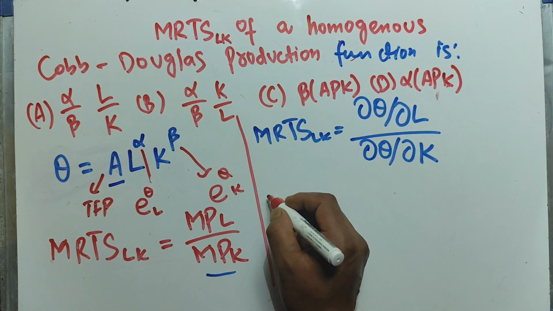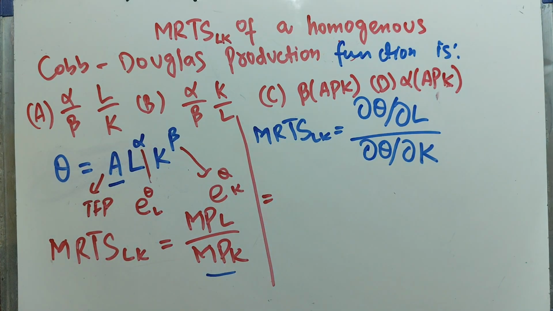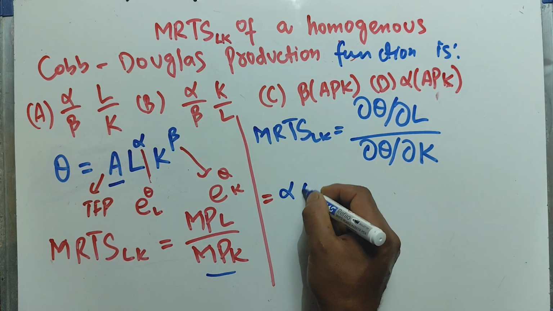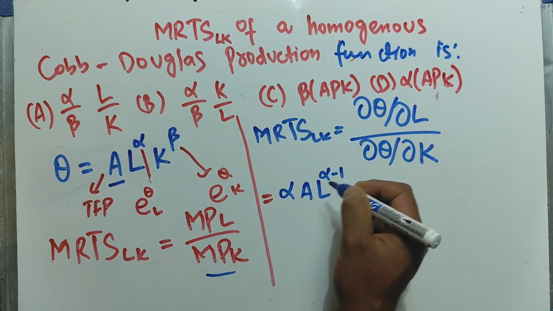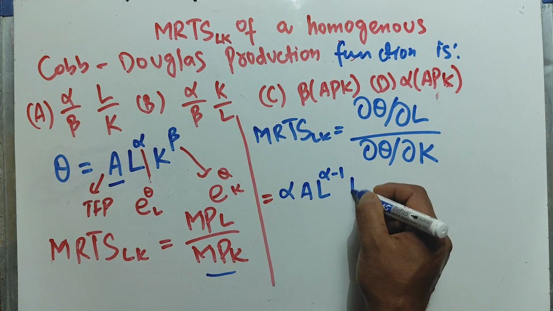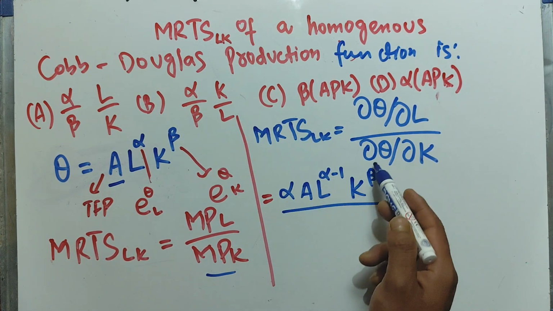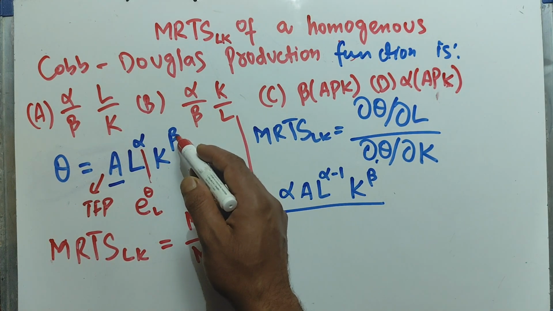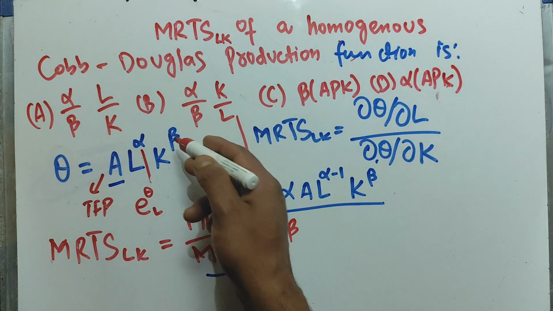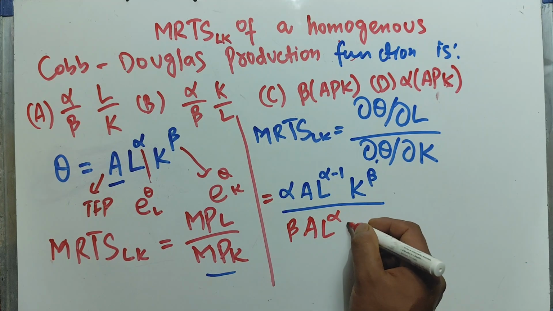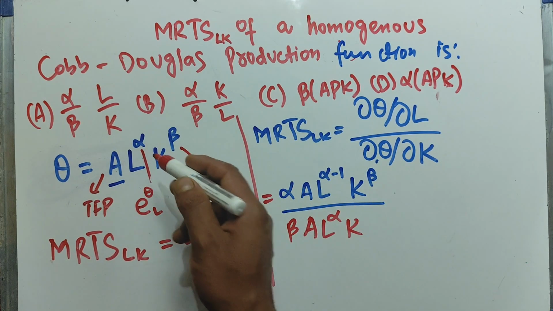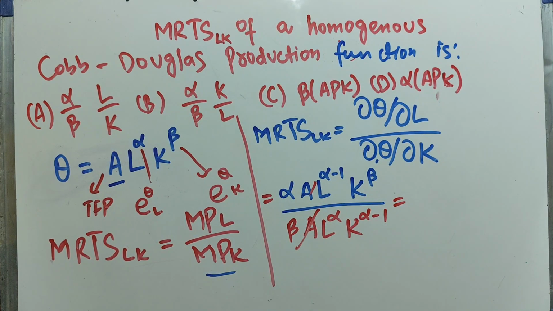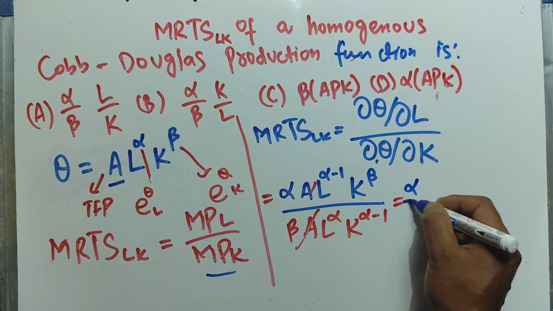So differentiating this with respect to L by power function rule, the exponent of L becomes the coefficient, so we get alpha A L raised to the power alpha minus 1, the exponent is subtracted by 1 by power function rule, K to the power beta. Similarly, dq upon dk means the partial derivative of this production function with respect to K. This time the exponent of K becomes the coefficient, so we have beta, A L to the power alpha remains the same, and the exponent of K is subtracted by 1, so we get beta minus 1. So A and A get cancelled. Solving further, we have alpha upon beta.